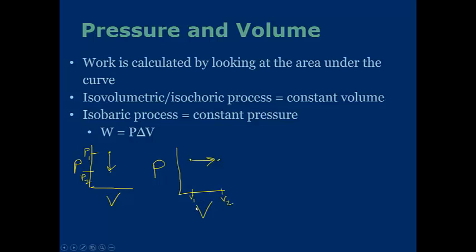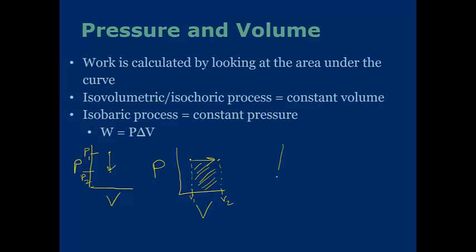What type of process would this be? That's exactly right. This would be an isobaric process. As you can see, the pressure is constant. What you do note, though, is that there is an area under this curve, which means that there is, in fact, work being done.